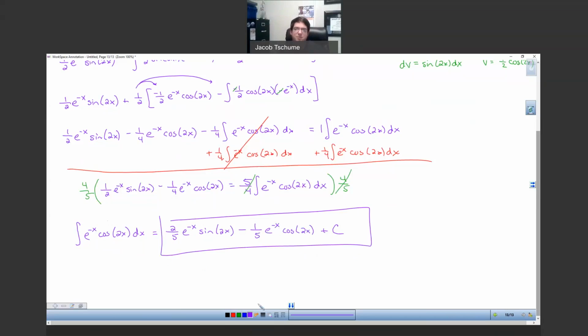And that is an example of a cyclical integration by parts. That will always happen when you have a trig function and an exponential function being multiplied together. Go through integration by parts twice, and then set up an integration algebra expression and solve.